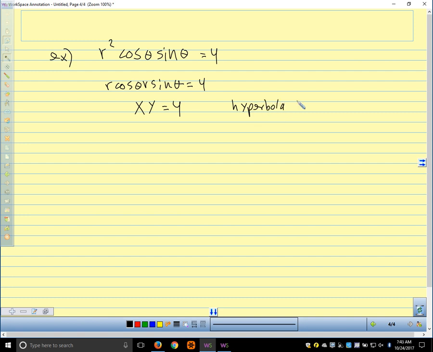Yeah. I knew what you meant, Connor. So r squared cosine theta sine theta equals 4 is a hyperbola.